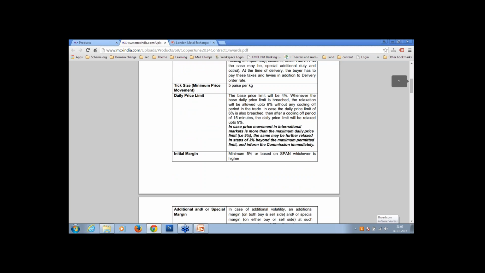Now, initial margin is also given here: 5% or based on SPAN, whichever is higher. SPAN is a standard portfolio analysis, something, I'm just forgetting the name. I don't know, we can just check. So basically, whichever margin is higher has to be paid.